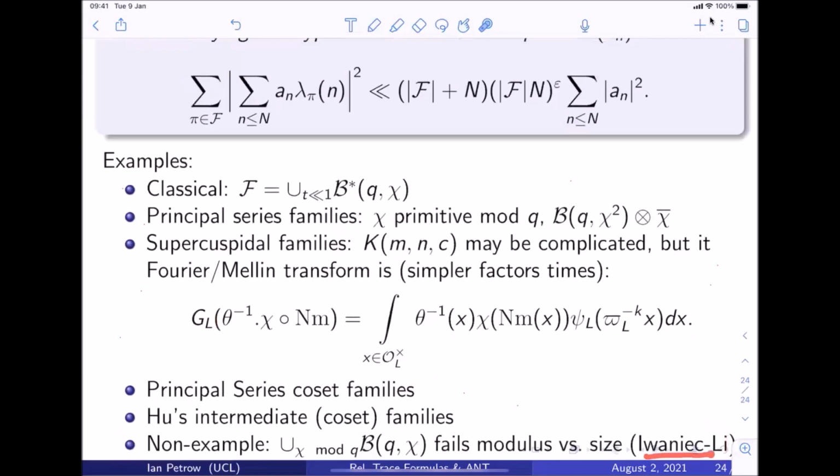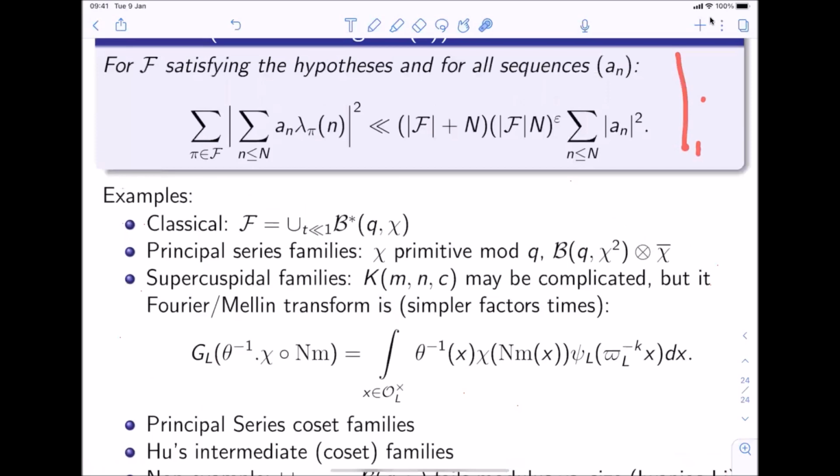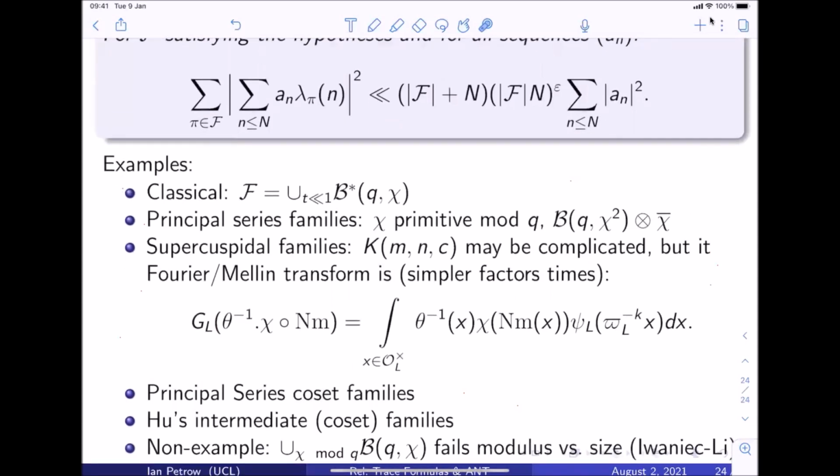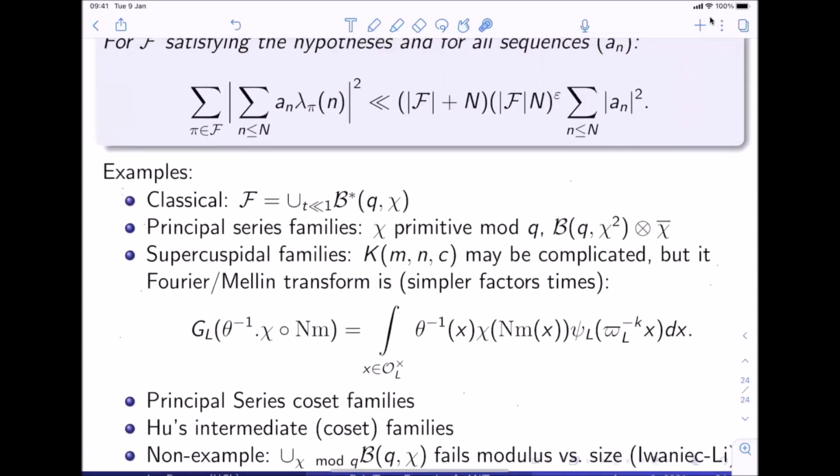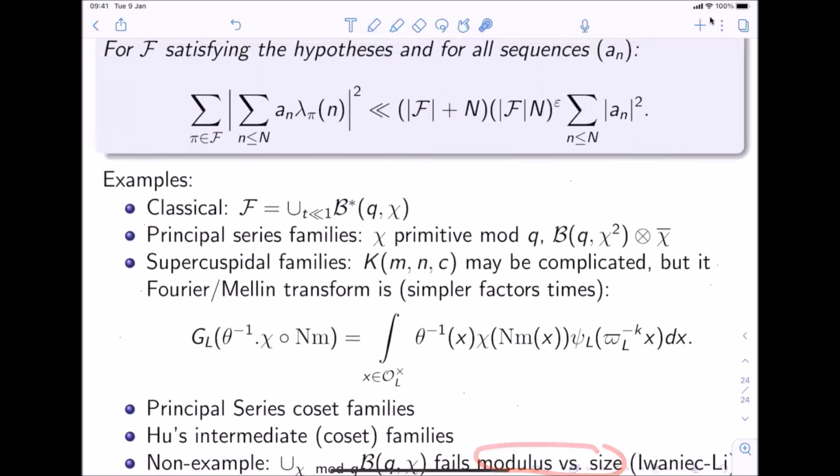And lastly, I'll just mention that there's a nice non-example. So I think Matt has talked a lot about this paper of Iwaniec and Lee, which looks at forms of level Q with any central character, not just specifying a particular central character. And the naive expectation of this sort of sharp large sieve inequality is actually false for that family. And so I should mention that this family fails these hypotheses. And which does it fail? It fails the modulus versus size hypothesis, but satisfies all the other hypotheses. So that's why this family fails to have this sharp large sieve inequality.